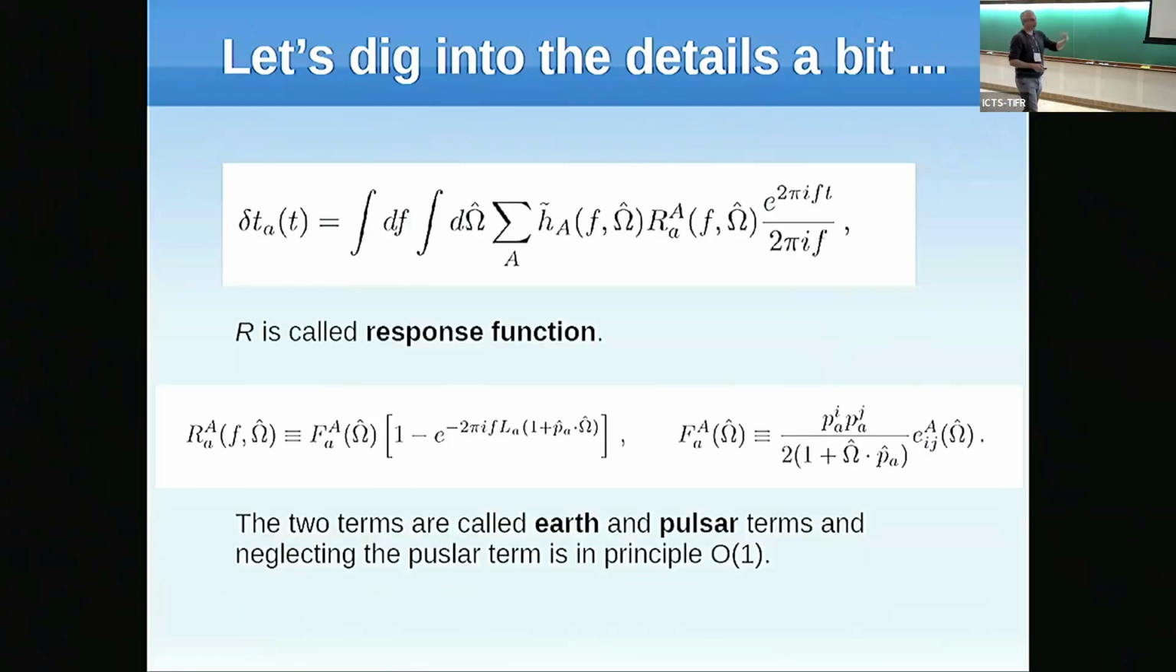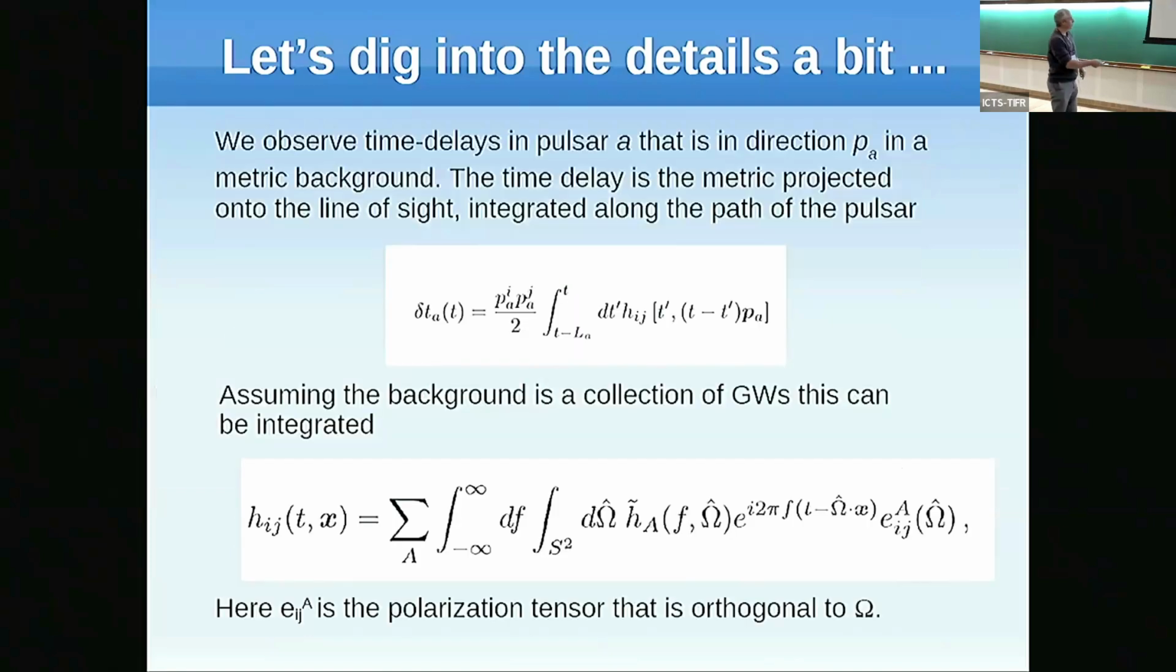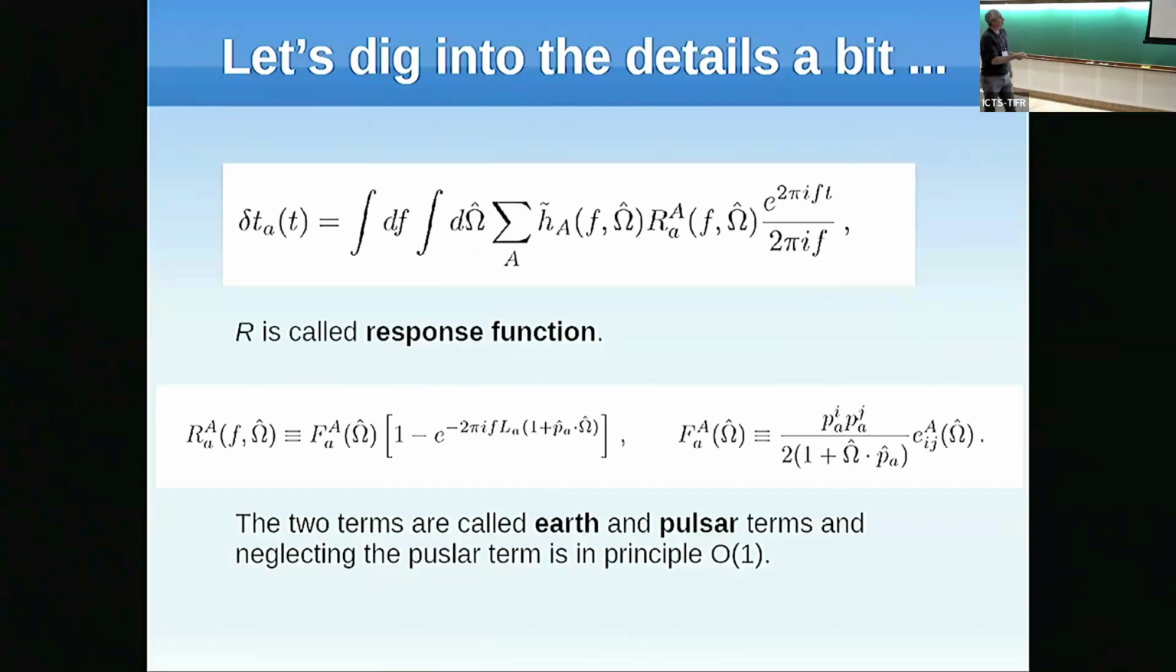Okay, so you plug back this expression for h into delta t, right? So you know that the time and x dependence is this one, so now we can do the integral. And what you get is, again, now we still have to sum over our polarizations, directions, and frequencies, because this was our ansatz for the fluctuations. Then you get still a time dependence, and then you get a function R, which is called the response function. So the response function has two terms, because you do an integral, right? So you get one contribution from both boundaries, and accordingly, these two terms are called Earth and pulsar terms.